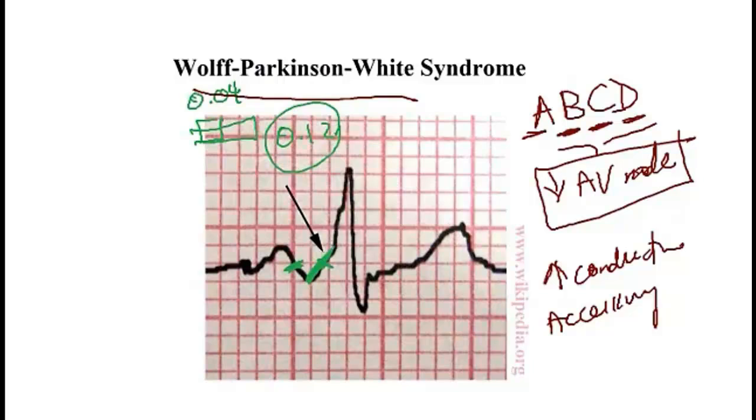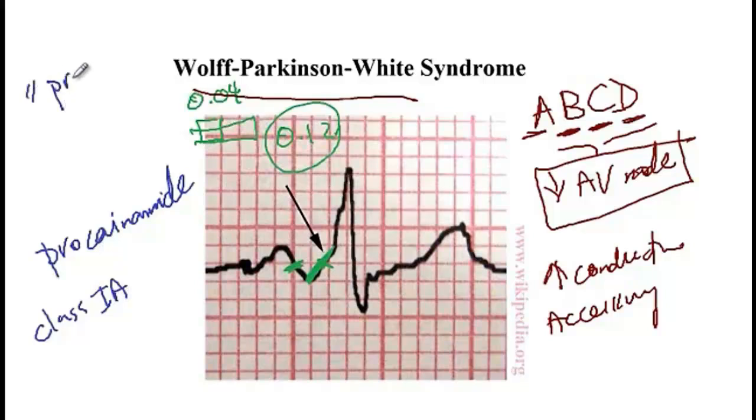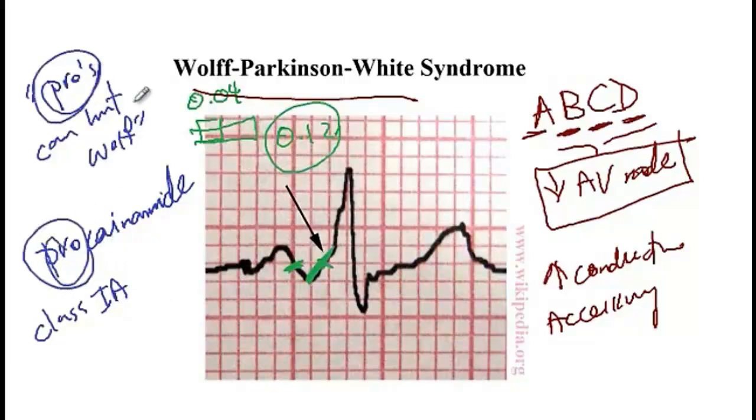The medication that is recommended for these patients is procainamide, and this is a sodium channel blocker that belongs to class 1A antiarrhythmics. The mnemonic that I use for that is: Pros can hunt Wolff. So Pros goes for procainamide, and Wolff goes for Wolff-Parkinson-White syndrome.